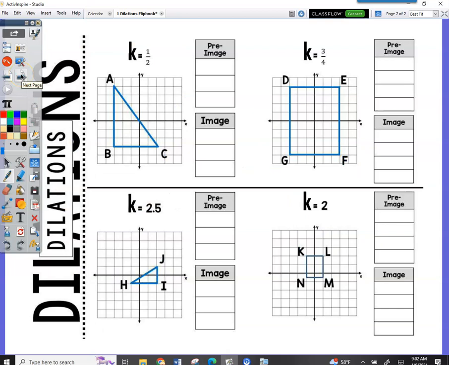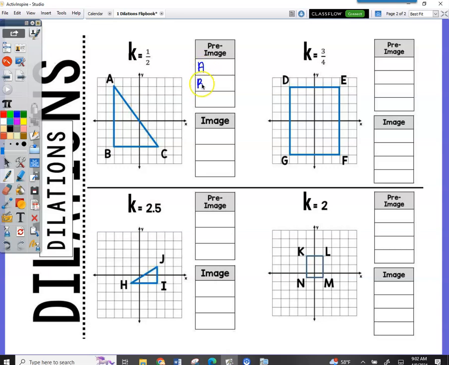You have 4 of them here. You will notice across the top you're dilating by fractions less than 1, and across the bottom you're dilating by numbers bigger than 1. The first thing you need to do is to find the coordinate points. And this might be something you want to do just for all of them to start with, systematically.